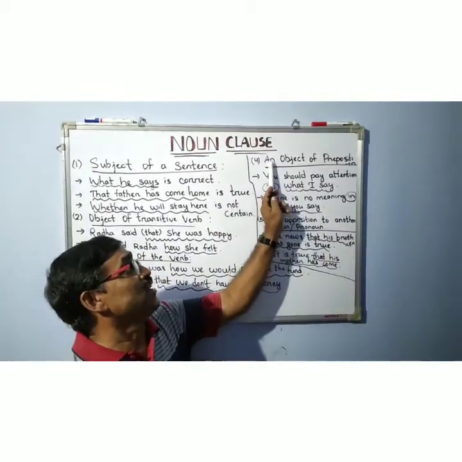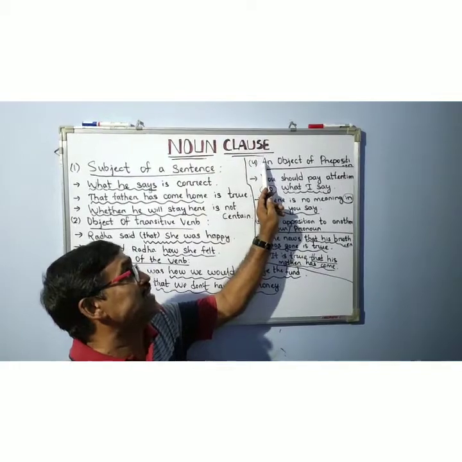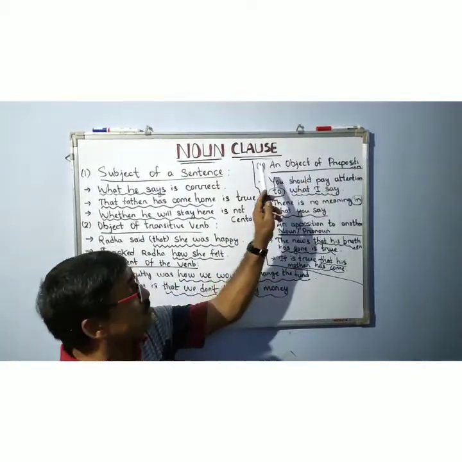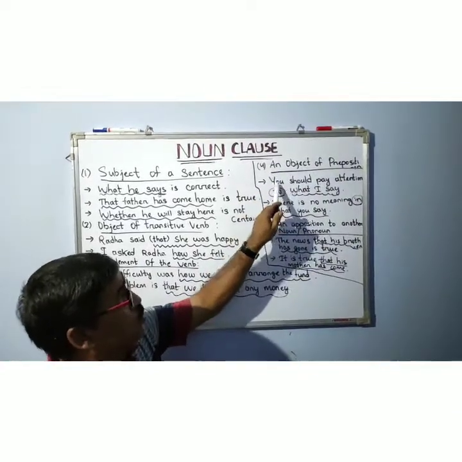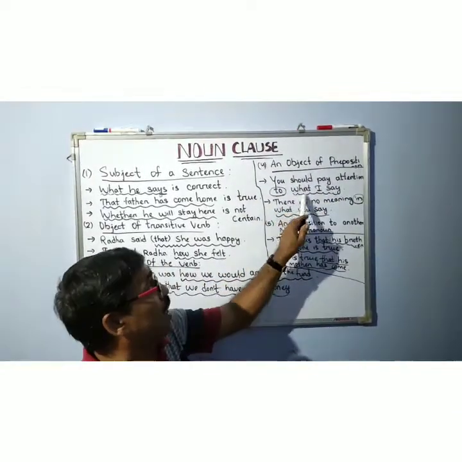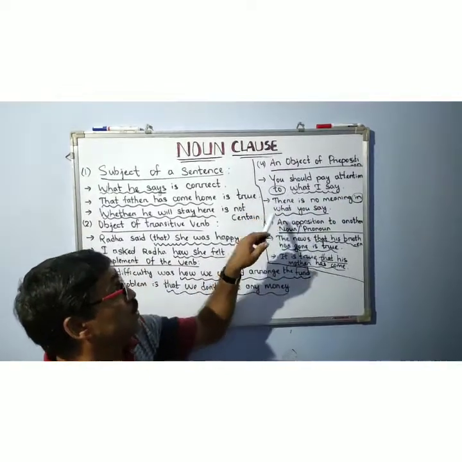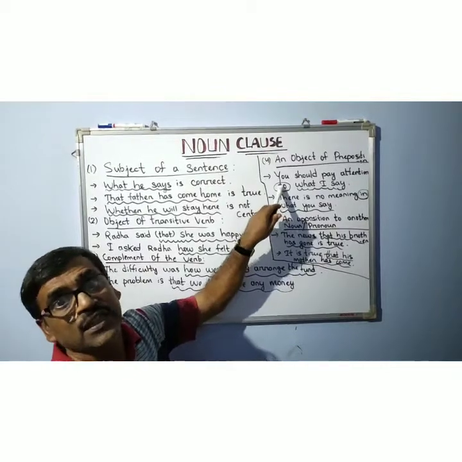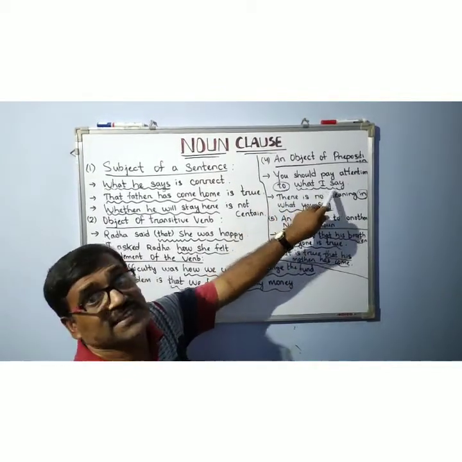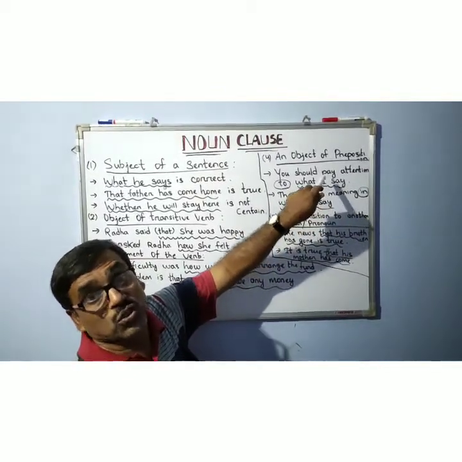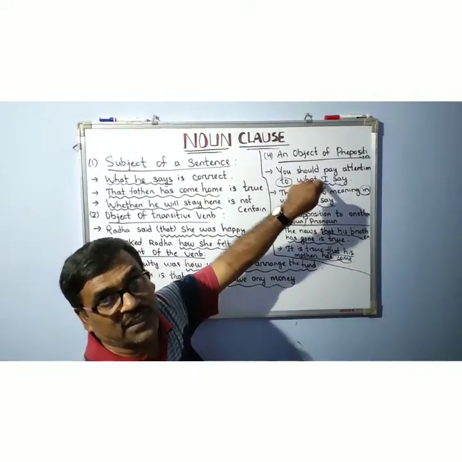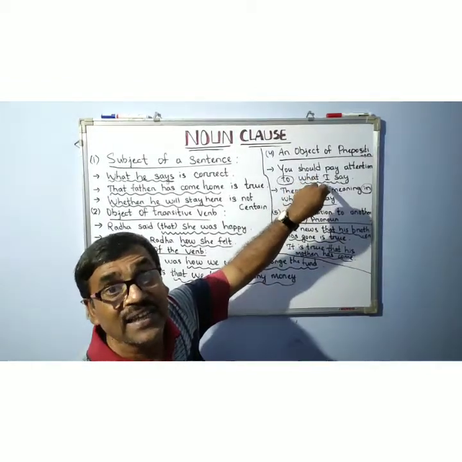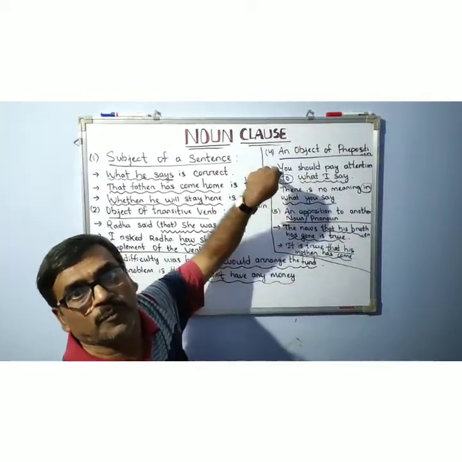The next function of the noun clause is object of preposition. So there is an example here: you should pay attention to what I say. Here there is a circle on the word "to". It is a preposition. And "what I say" is the noun clause. So the noun clause "what I say" acts as an object to the preposition "to".